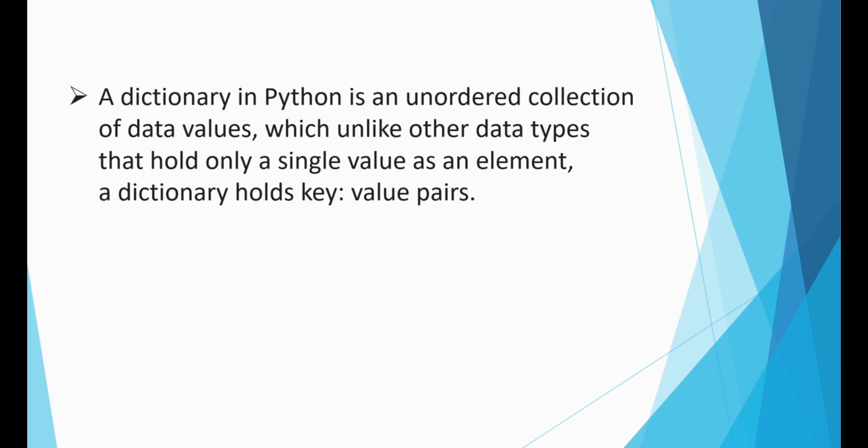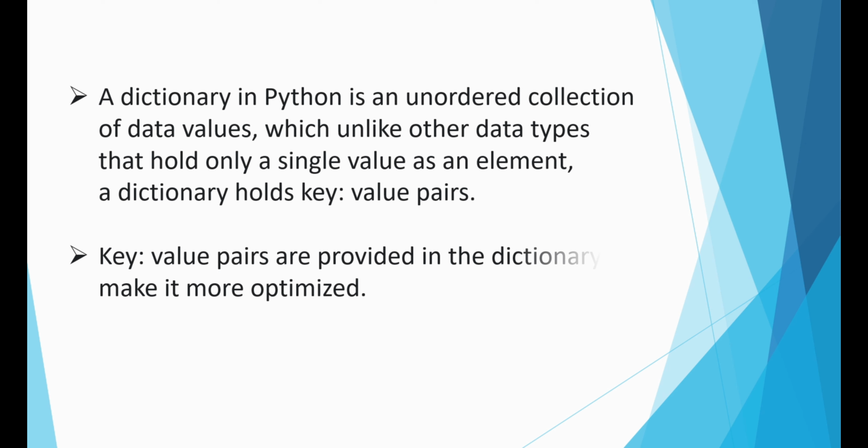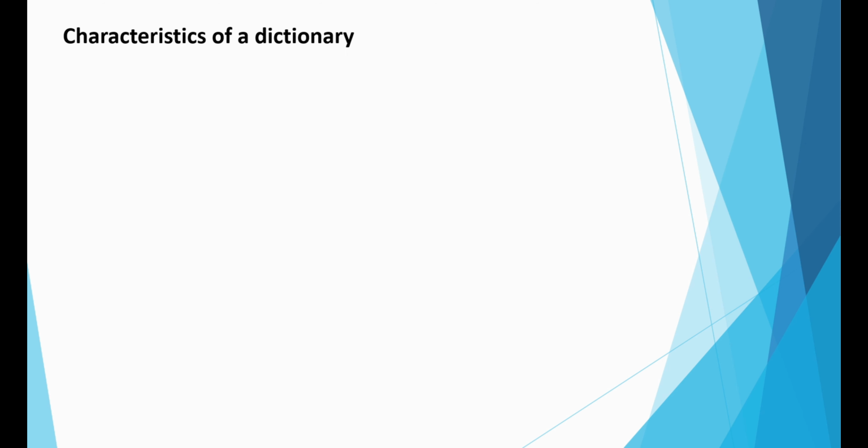A dictionary in Python is an unordered collection of data values which, unlike other data types that hold only a single value as an element, holds key value pairs. Key value pairs are provided in the dictionary to make it more optimized. Let us discuss the characteristics of a dictionary.